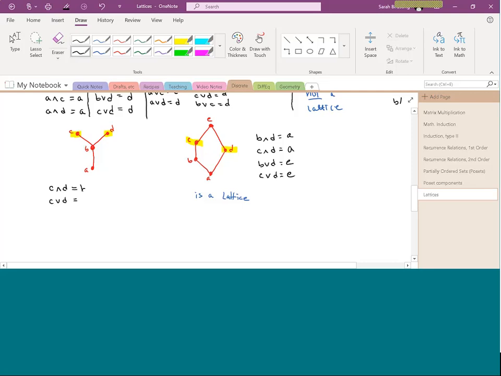Now, the join is where C and D are both related to that element. So this is where you're looking up in the Hasse diagram. Now remember, C and D are both related to themselves, but you have to find one element in your poset that C and D are both related to. So anybody have a guess what it would be?